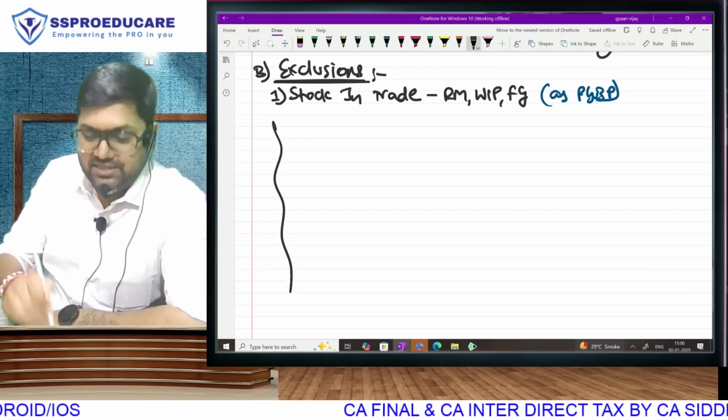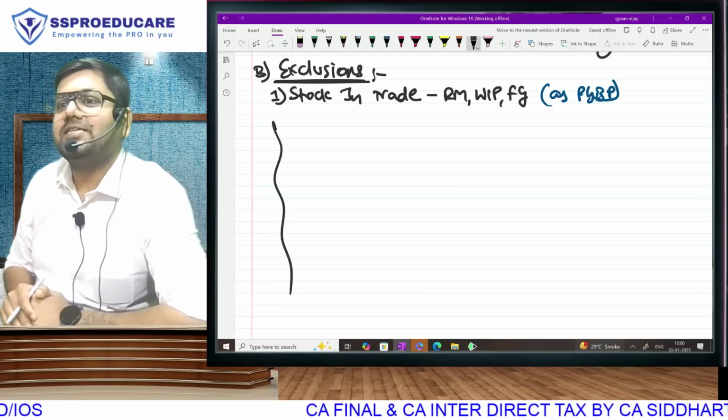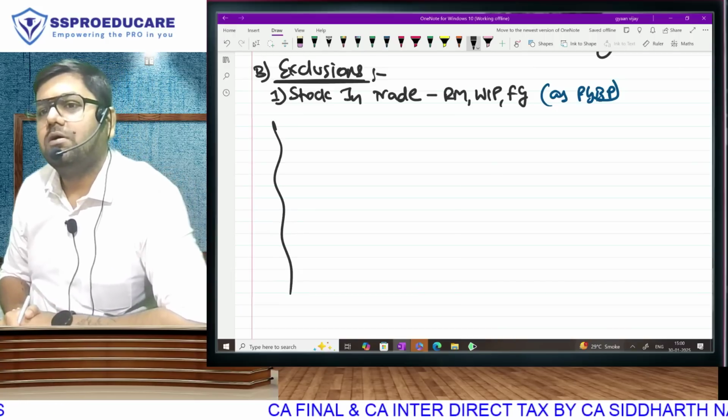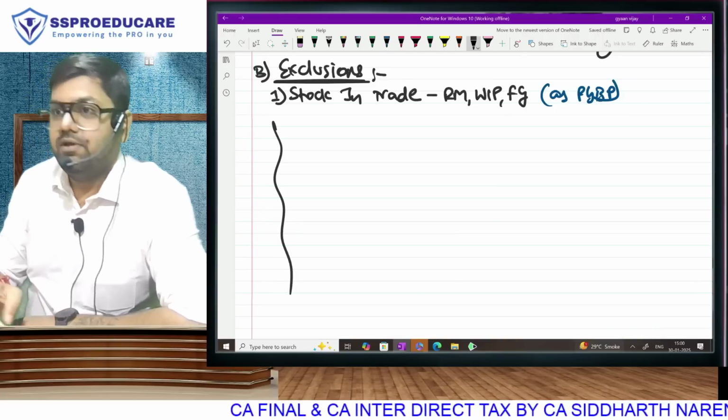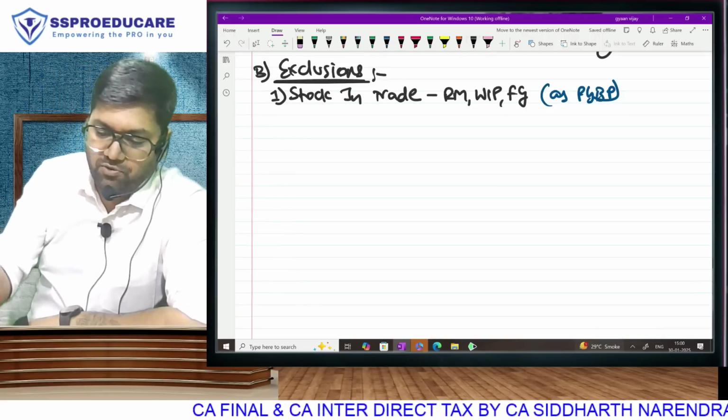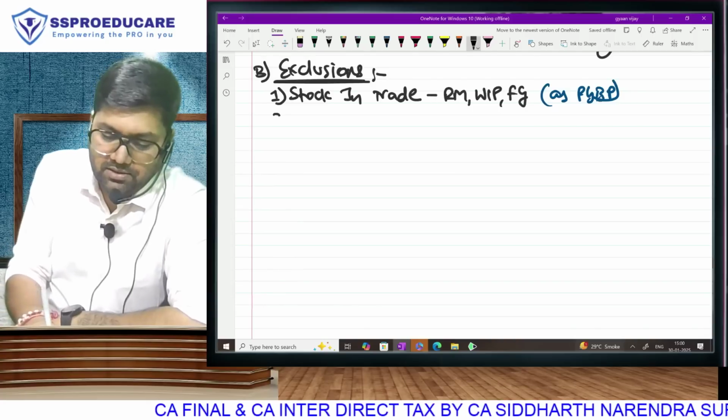Like that, we'll finish this. There are a total of 6 exclusions. 6 things you remove. Everything else becomes capital asset. Why is stock in trade removed? Because stock in trade is taxable under PGBP.